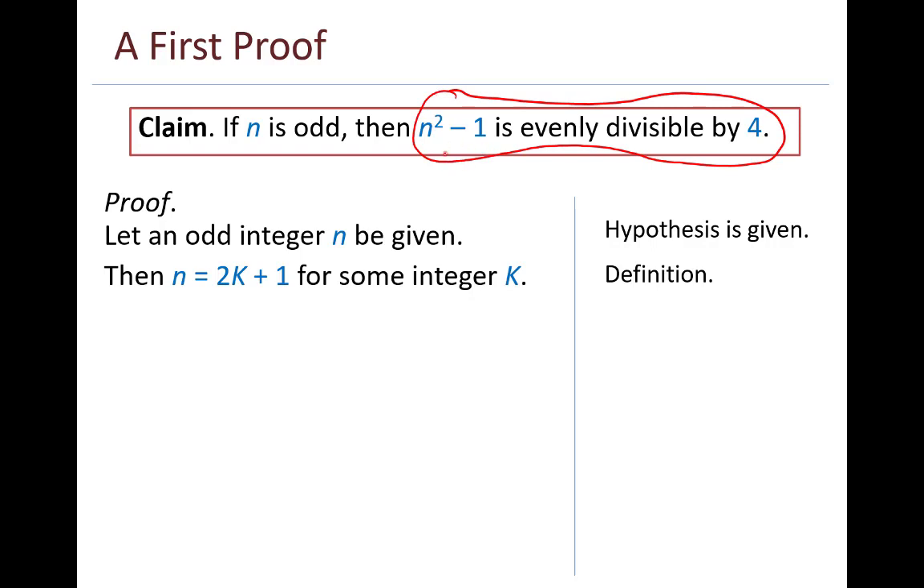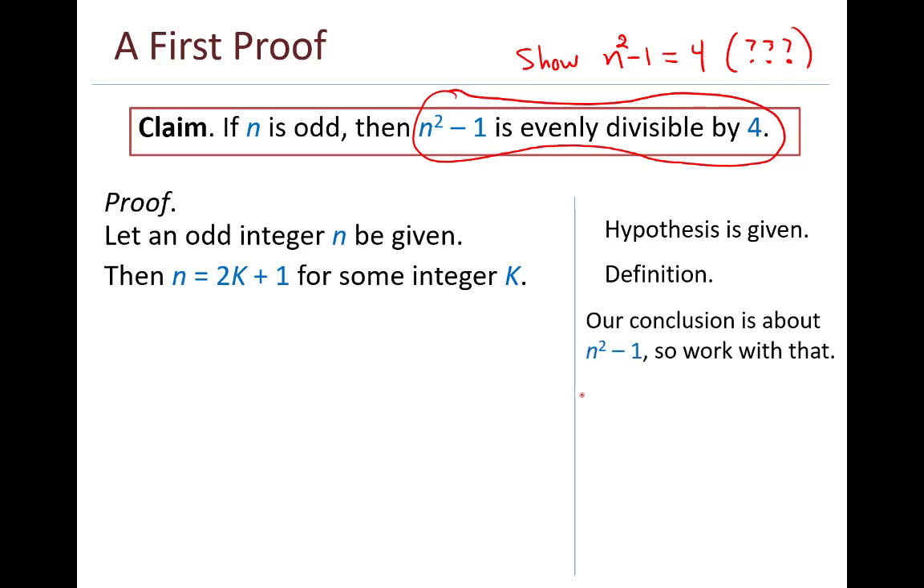My conclusion says something about n squared minus 1. It says that it's evenly divisible by 4. I want to show that n squared minus 1 is evenly divisible by 4. Show that n squared minus 1 equals, by definition, 4 times something. I won't write k in there, but just some integer. Can I do that? Can I write n squared minus 1 equals 4 times something?